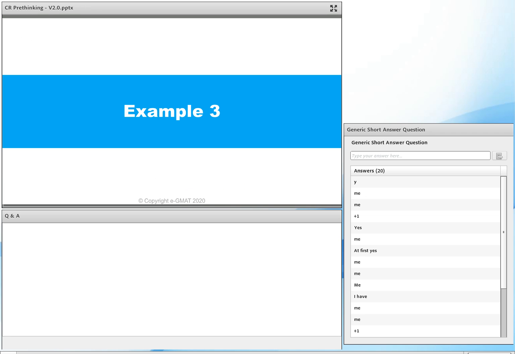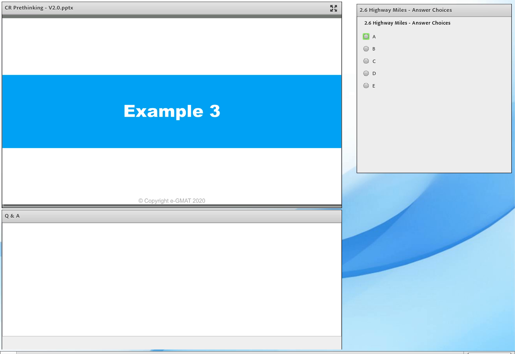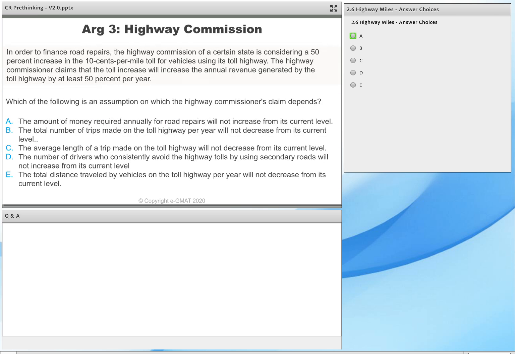Okay. Now, enough talking. Let's talk about applying pre-thinking and getting clarity as to which answer choice is the correct answer choice. Here is your question. Good luck, guys. You have about 2.5 minutes to solve this question.